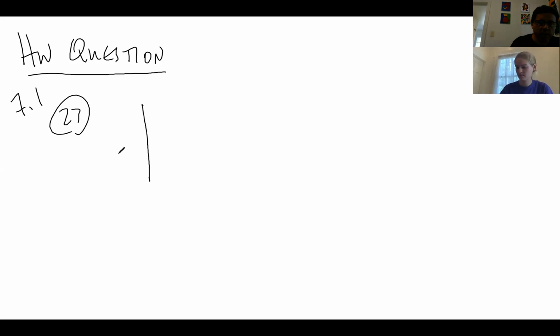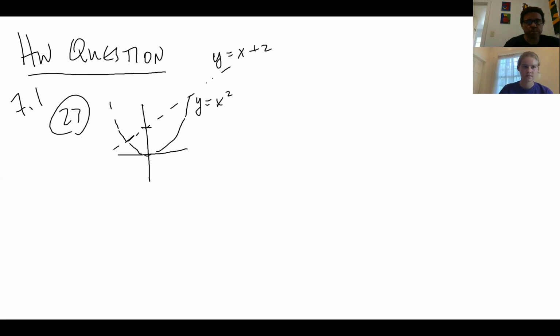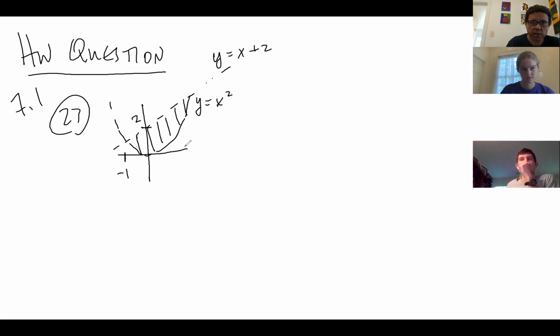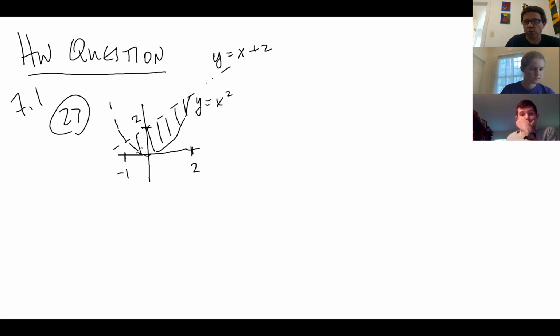Okay, so what it says is we'll just do y equals x squared and y equals x plus 2. So we want to find the area in there. So this point here is 2. The intersection here is -1. The intersection occurs over here at 2. And boom, we just want to find the area.